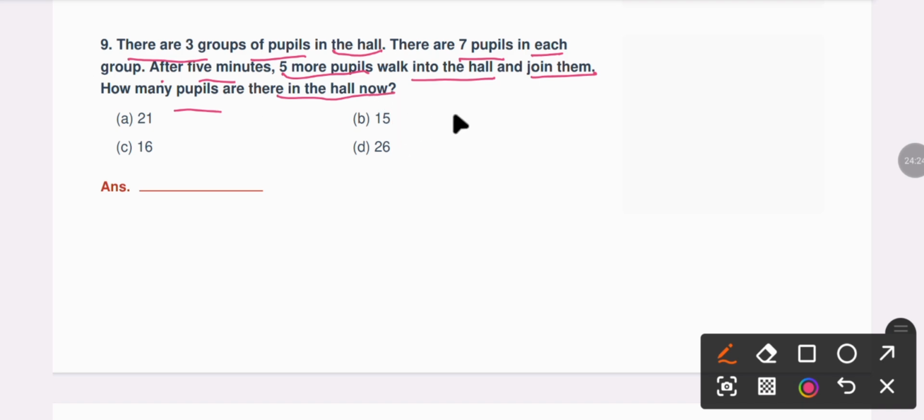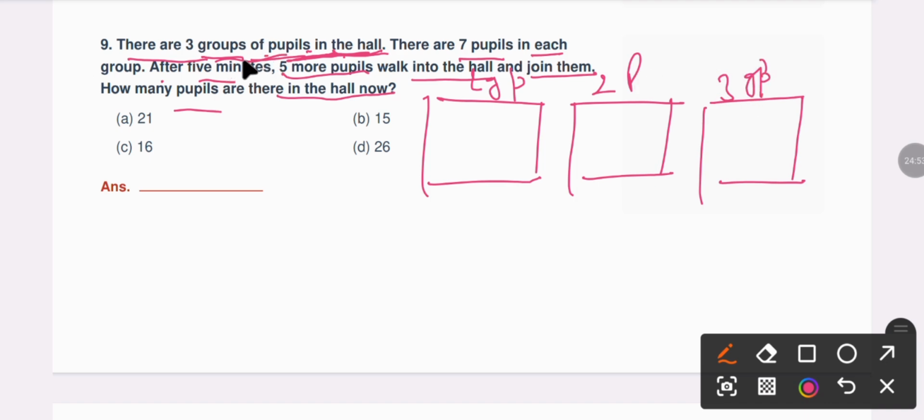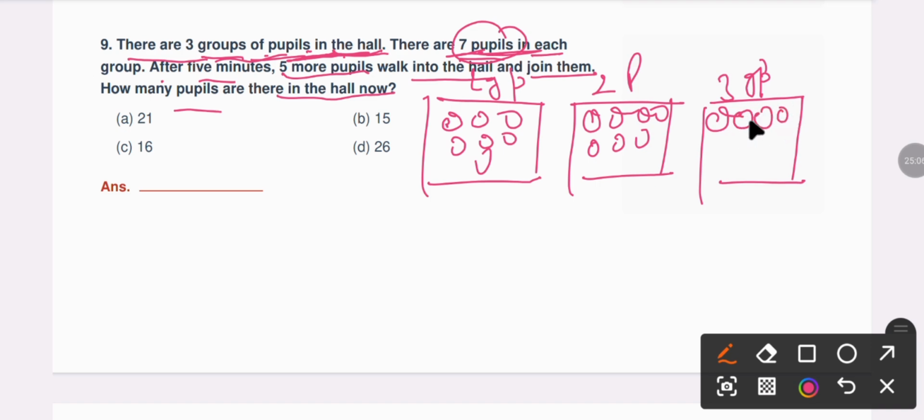Suppose this is the hall. Simple. 3 groups of pupils in the hall. This is the first group, this is the second group, this is the third group. In each group, how many pupils? 7. Here 7: 1, 2, 3, 4, 5, 6, 7, in each group. 7 pupils.